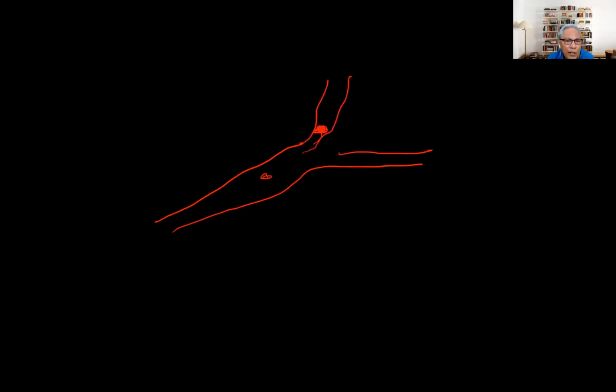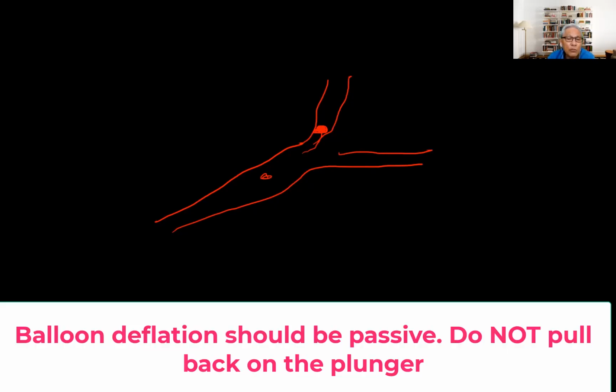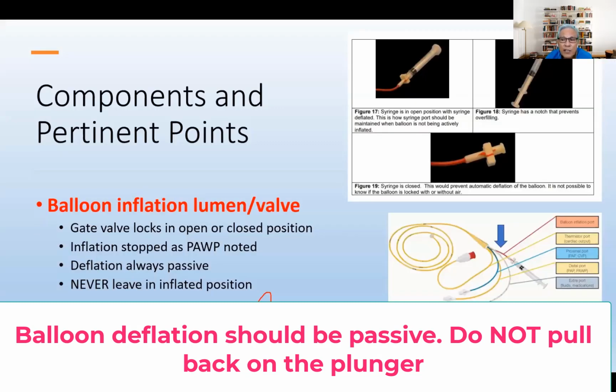You're wedging this area. Once you are successful in wedging it, you should allow the air to passively come out from the syringe. You never suck out the air that you had introduced. The reason you should not suck out the air you introduced is that in doing so, you're weakening the walls of the balloon.